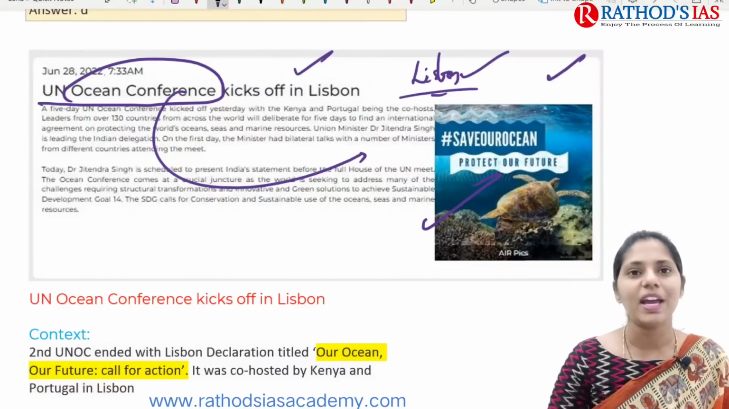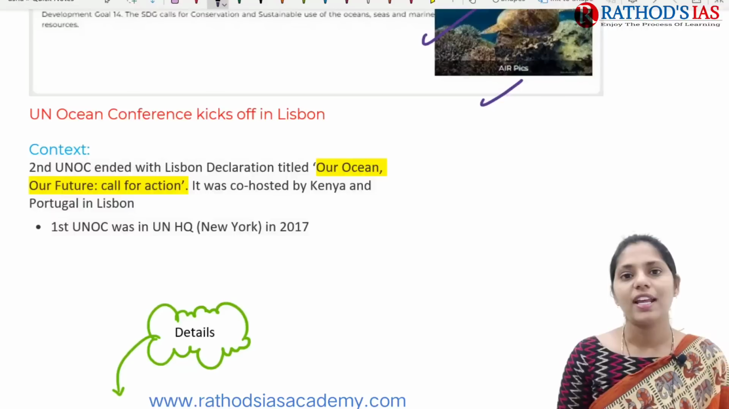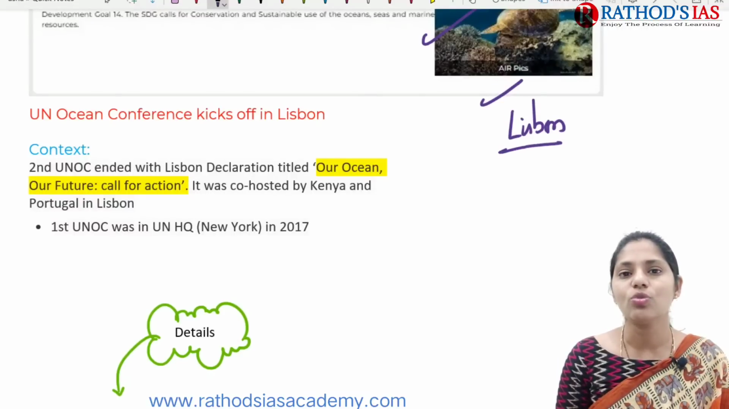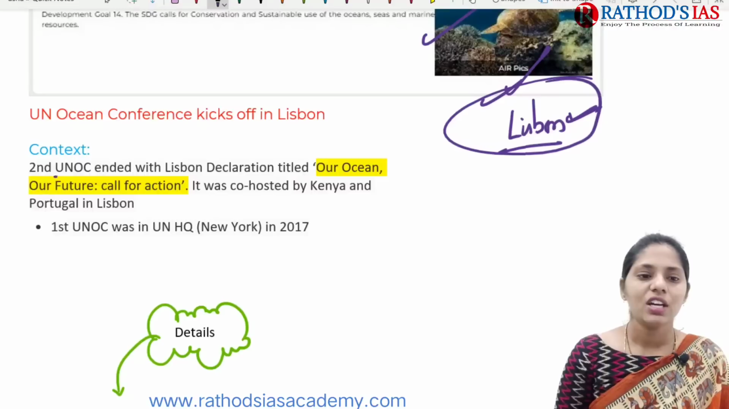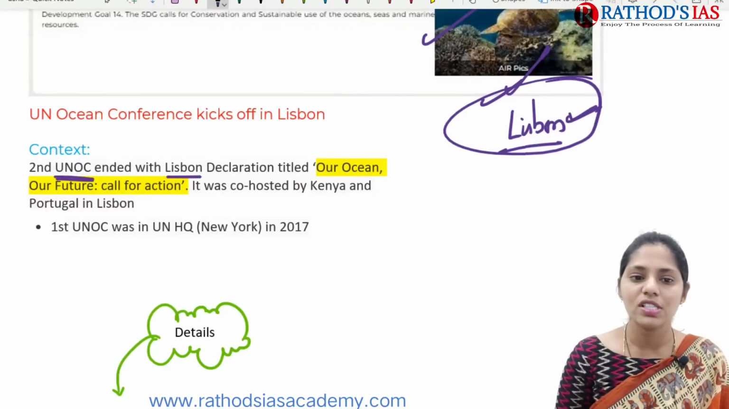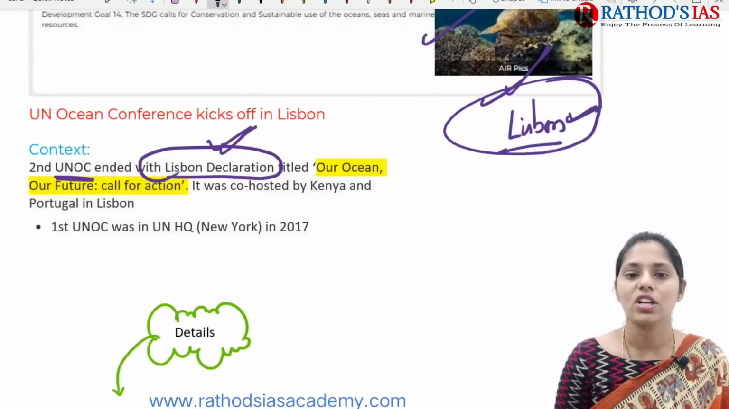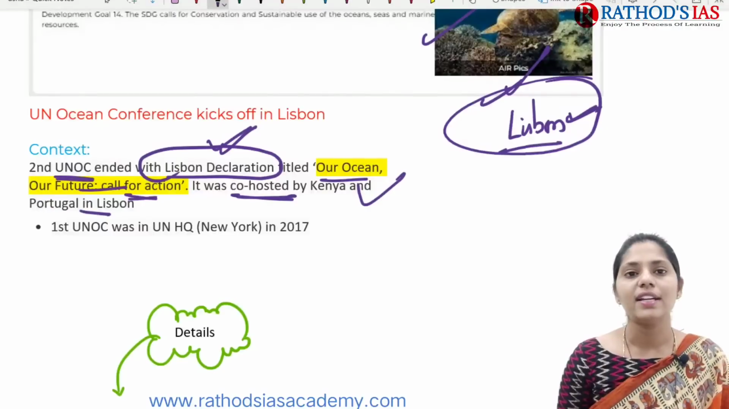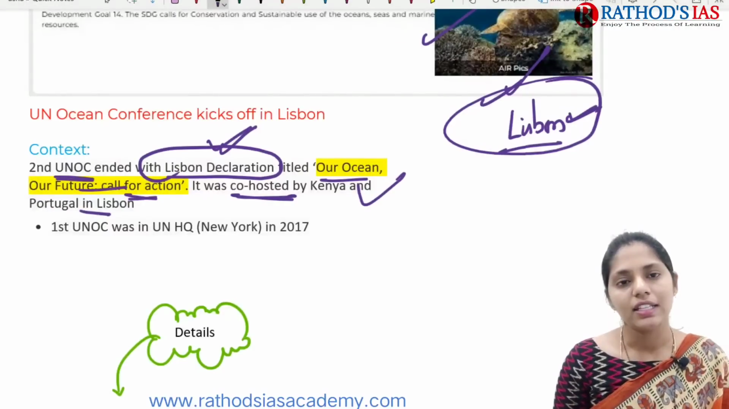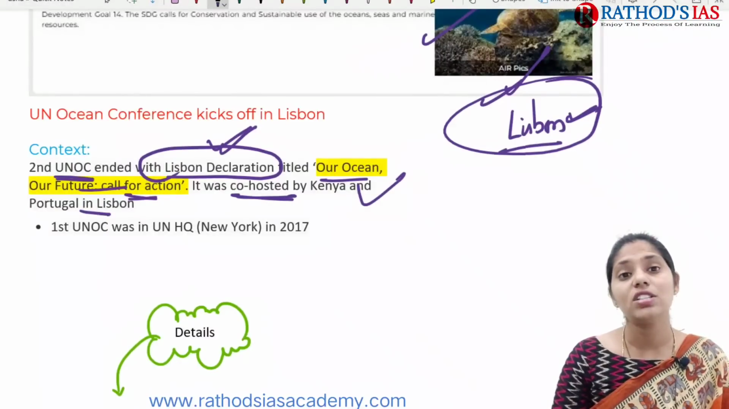Now let us try to see this topic, which is important for your GS Paper 2, from international relations. You can get a question like, recently the Lisbon Declaration was seen in the news, what is it related to? It is related to ocean conservation. If you're talking about the context, the second United Nations Ocean Conference mainly ended with this Lisbon Declaration, and the declaration title is Our Ocean, Our Future, Call for Action. It was co-hosted by Kenya and Portugal in Lisbon. The first United Nations Ocean Conference was held at the headquarters, that is New York itself, in 2017, and this is the second United Nations Ocean Conference.